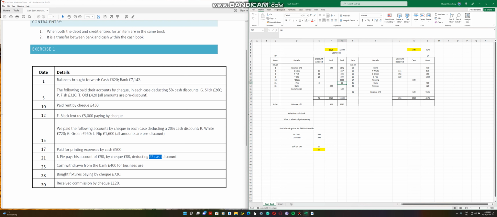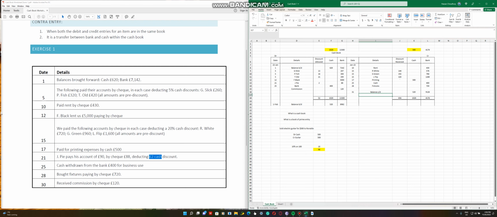Cash withdrawn from bank for business use. Whenever you withdraw money from the bank, so basically you're taking money out of the ATM machine and you're putting it in the wallet. So anything that goes out of bank is on the credit side because your bank is decreasing and it's going to your wallet, which is cash. Same way, your cash is increasing, and where is the source? The source is bank. So on this same day, you have entries on the two sides of the cash book, all right? So this is called a contra entry. A contra entry is when it's a transfer between bank and cash, and it's on both sides of the cash book.